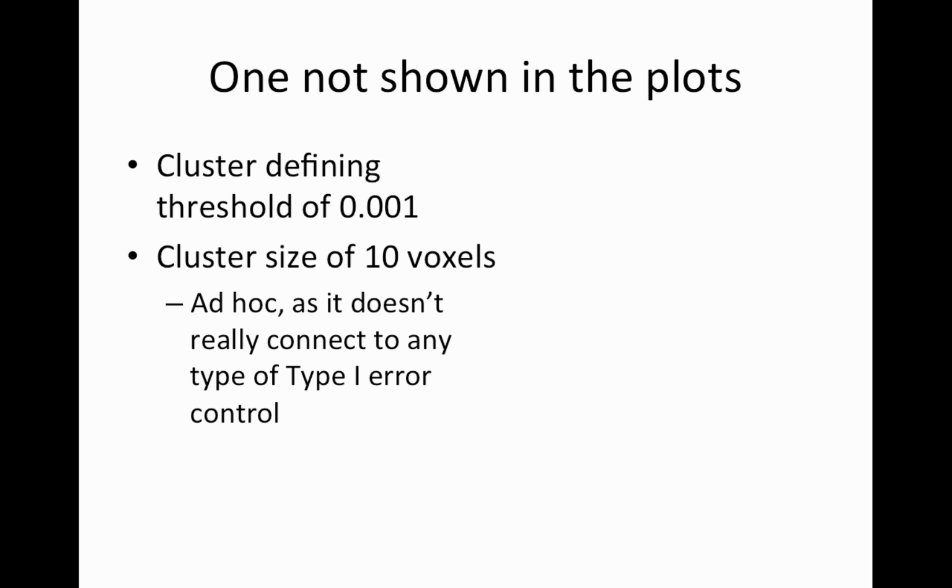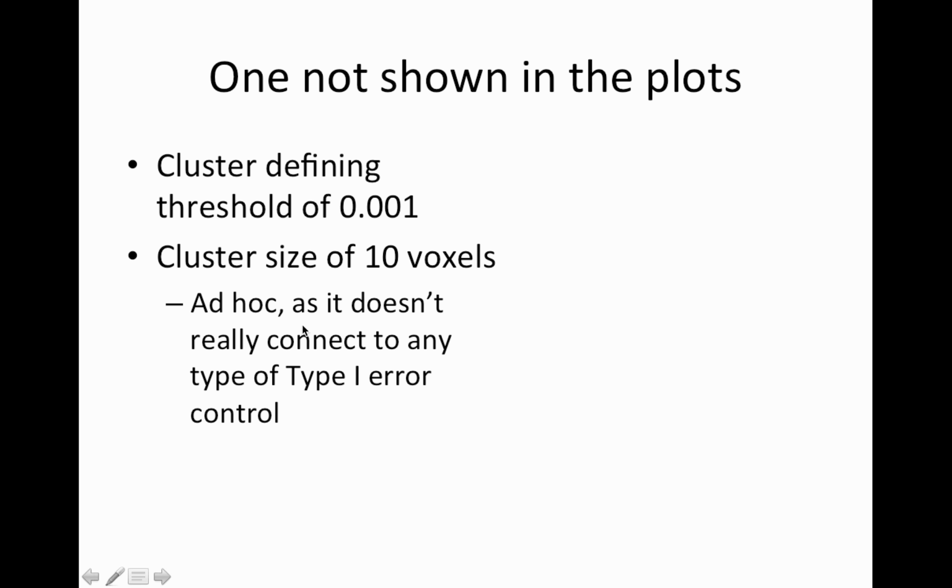Okay. There's one method that wasn't shown in those plots, and this is one where whenever I read that somebody used this, I cringe a little inside. The idea is to use a cluster defining threshold of 0.001, right? So really high. And then instead of trying to find a distribution so that you can control the family-wise error rate in a specific way, you just use 10 voxels.